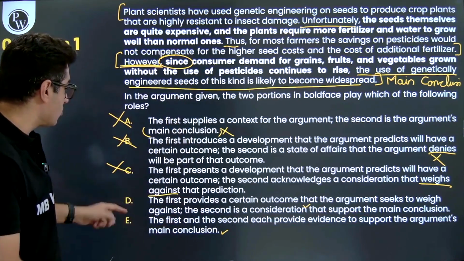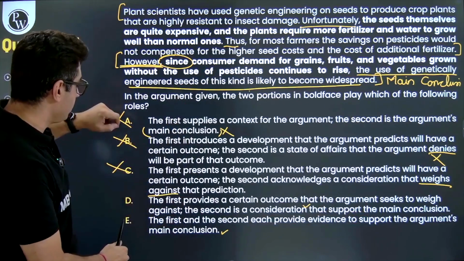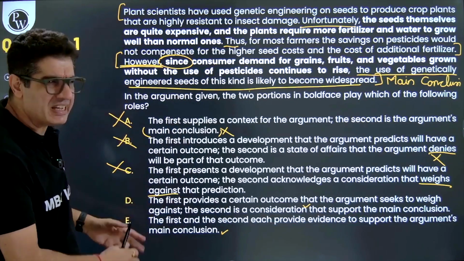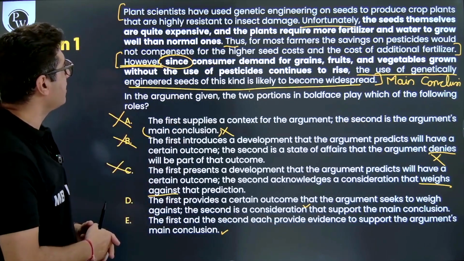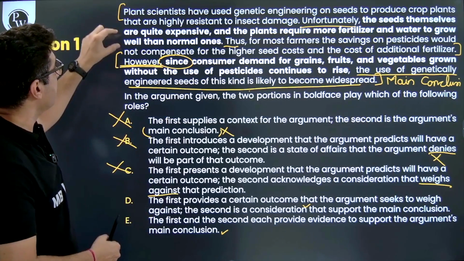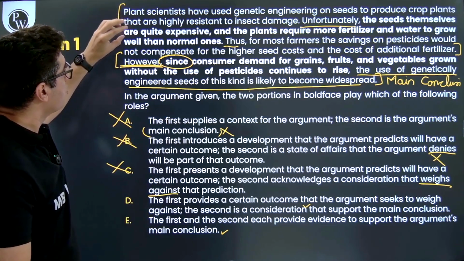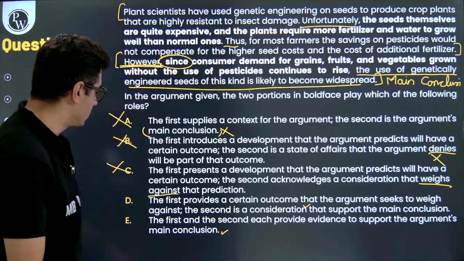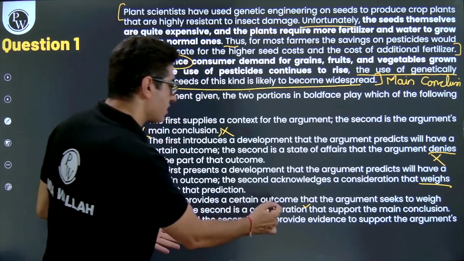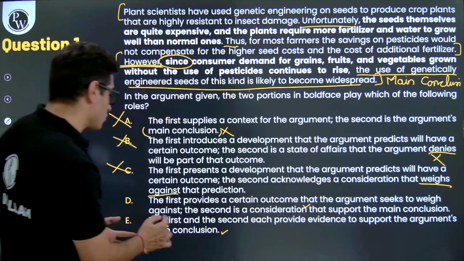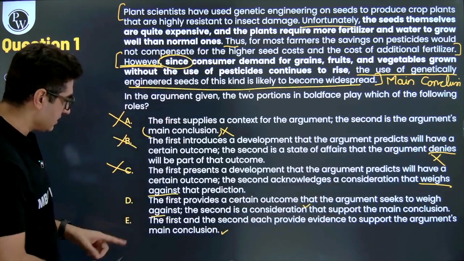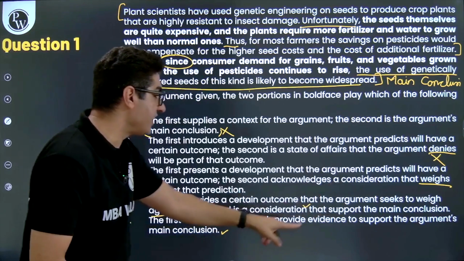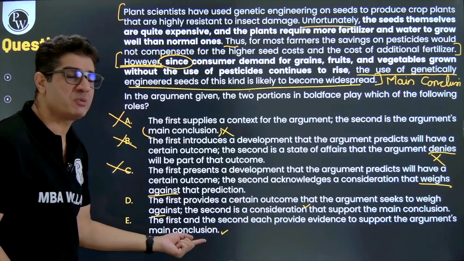So only by focusing on the second boldface, I could eliminate 3 of the answer choices. So now I just need to compare the first part of D and E, and we know the correct answer. So what does the first part do? It in a way goes on to provide some sort of evidence for a conclusion that the author contradicts. So D says the first provides a certain outcome that the argument seeks to weigh against. Yes.